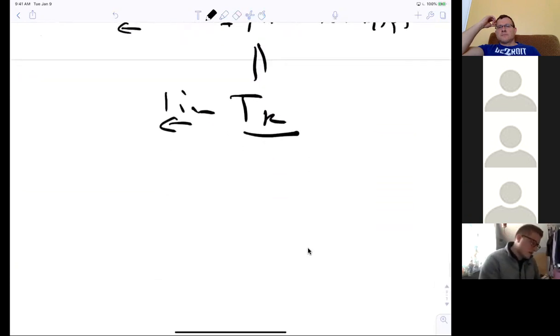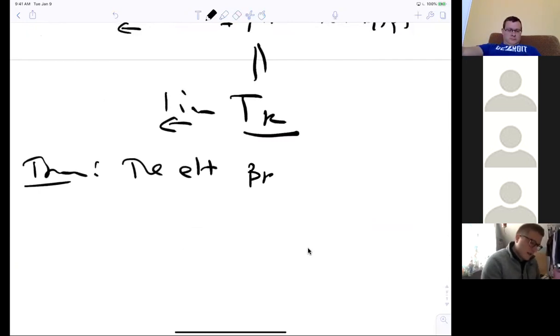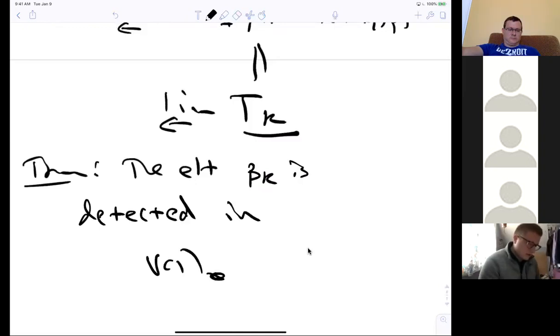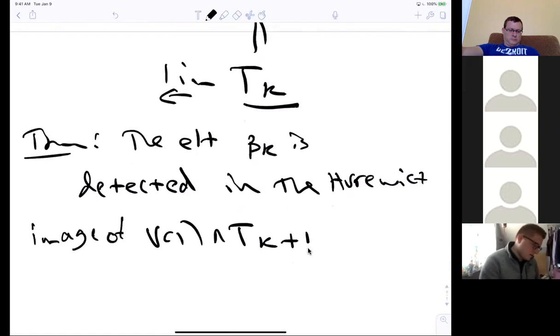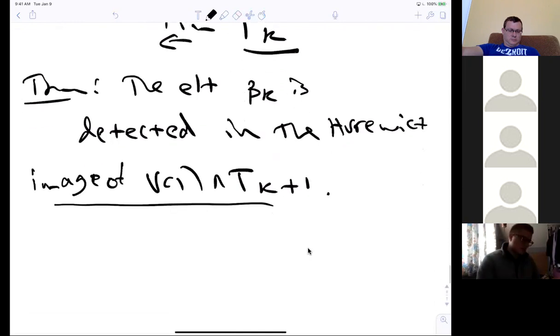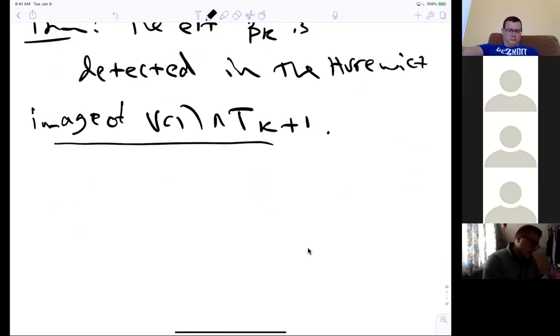Okay, so then actually the further refinement is that the element beta_k is detected in V(1)_* of TK_{k+1}, or actually, let me say it the same way, in the Hurewicz image of V(1) smash TK_{k+1}. Okay, so this is going to be the further refinement of the theorem that we want to actually prove, which will imply the rest, as I'll say at the end. So how do you prove that? So let me give the first part of the proof sketch, and then I'll need a brief digression.